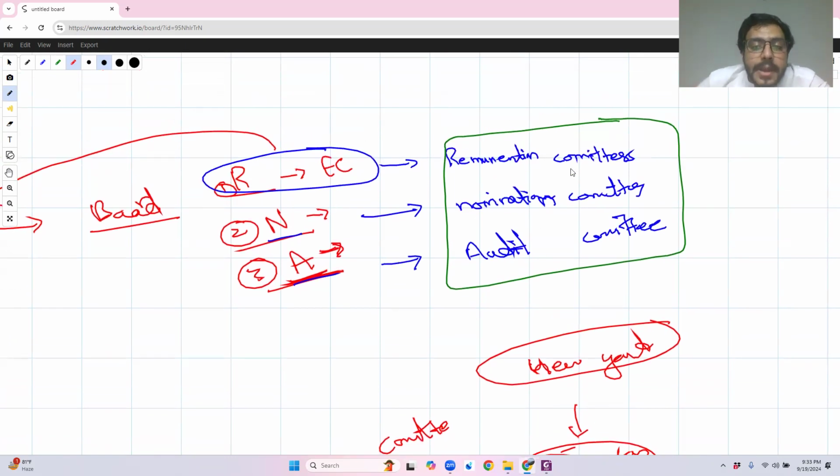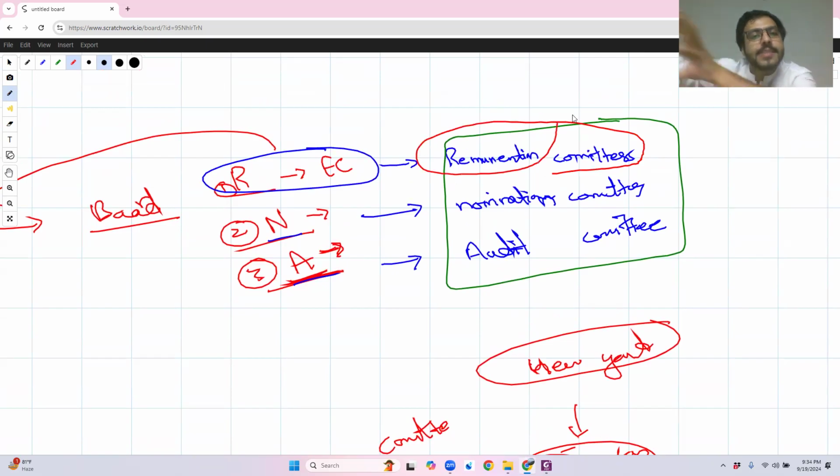Now, a committee is a group of people deciding what salaries have to be paid to the executive directors. The nomination committee is a group of people who have been brought together to decide who should be selected as the executive director. The audit committee is a group of people who have been brought together to resolve all the issues of the external auditor, to select the external auditor, to monitor the internal audit, everything. That is the audit committee.